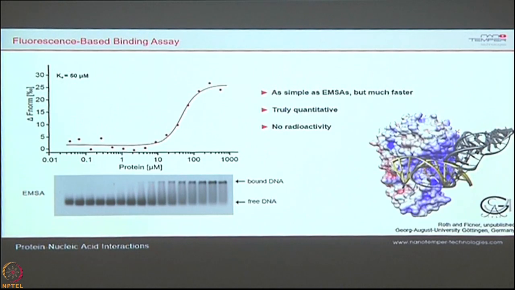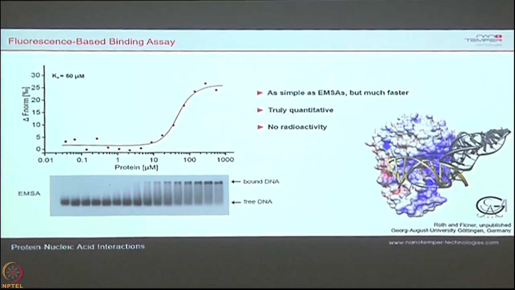Traditionally people do EMSA. Has anybody done EMSA here? Oh, great. So you know the pain of doing an EMSA, and you always get qualitative, never quantitative information. In the same studies done with EMSA, we label the DNA with Cy5 or Cy3 or whatever dye you have, and then titrate your other component, and you are able to determine the KD, which is very similar. So with a smaller volume of sample, you are quantitatively determining the KD, and all this EMSA and radioactive labeling is overlooked when you do these kinds of assays.